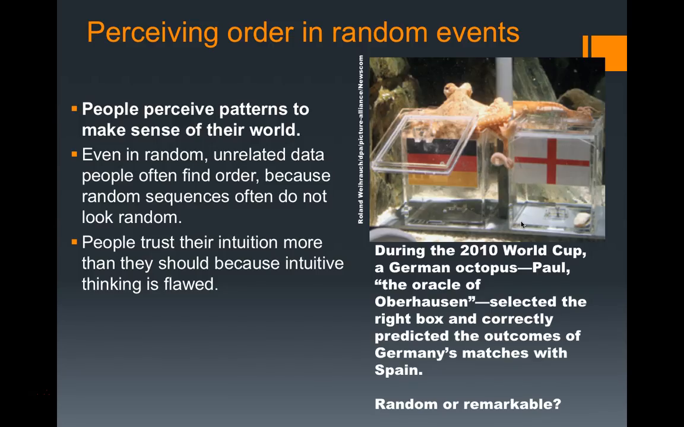We tend to perceive order in random events. Here's a good example. During the 2010 World Cup, a German octopus selected the right box and correctly predicted the outcomes of Germany's matches with Spain. Was it random or remarkable? A lot of people said, no, that was very, very remarkable. They couldn't believe that this could just be a random kind of thing. Lots of things happen, and you should read more about this in the textbook modules.